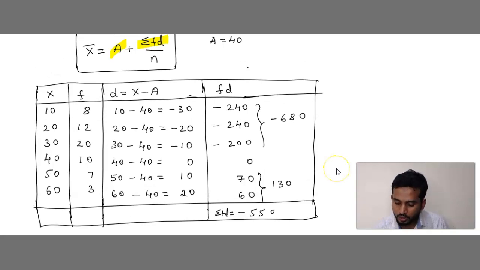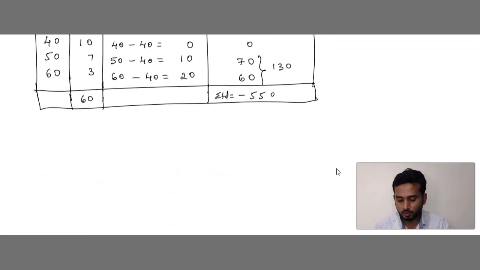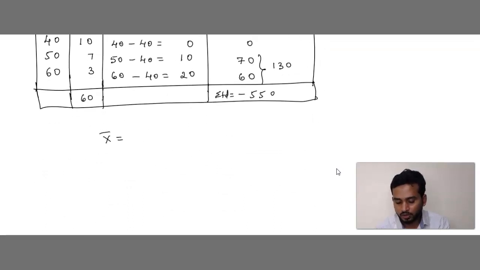Students, we got the value of A as 40. What is sigma FD? Sigma FD is minus 550. And then what is n? Already we have done it. The value of n is 60. We have added, right? So that is nothing but 60. Now let me substitute in the formula. That is x bar is equal to A, what is A? 40, plus sigma FD, minus 550, divided by n, that is 60.